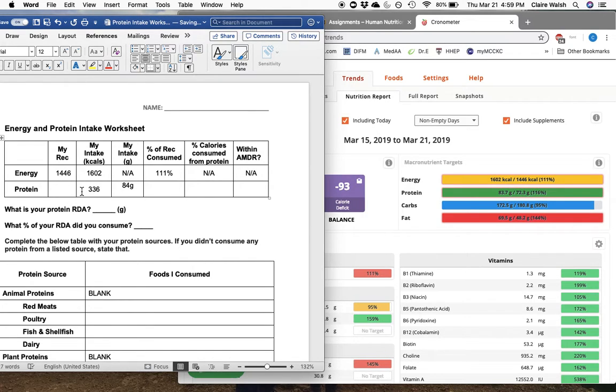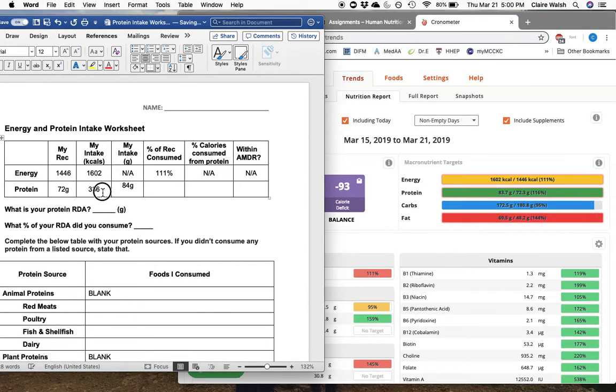Next, we're looking for my recommended intake of protein. Come to the protein column on the macronutrient targets section, and you can see this first number, 83.7. That's what I actually ate. So I rounded that up to 84 and put it here in my intake. My recommendation was 72.3, or 72 grams.